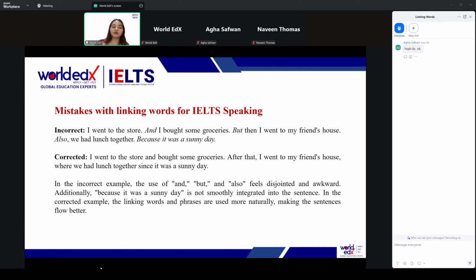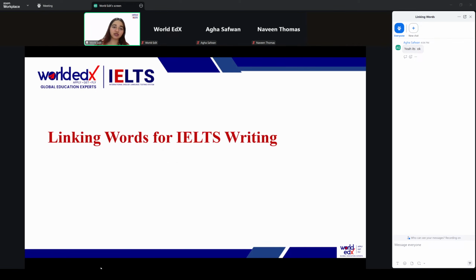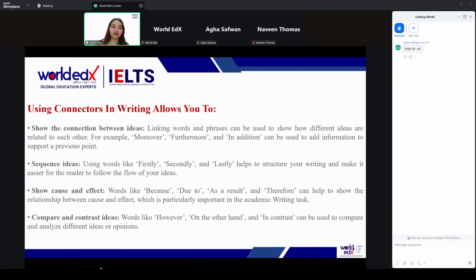Okay. Now let's come to the linking words for IELTS writing. It's pretty similar. You just have to learn these linking words. Whenever you want to show a connection between two ideas, you can use moreover, furthermore, and in addition. However, there's a difference between moreover and furthermore. If you can tell me the difference, that means you are ace in terms of IELTS.